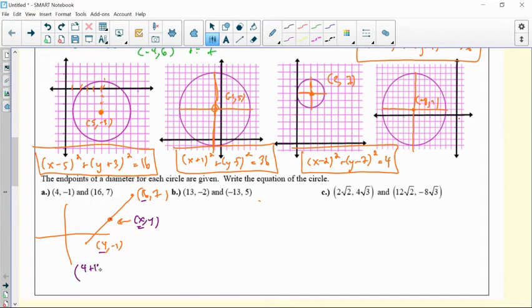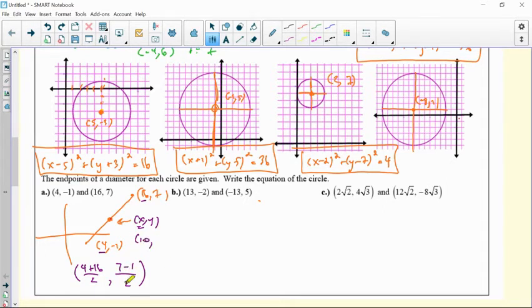So 4 plus 16 over 2, like calculating that average. And then 7 minus 1, or 7 plus negative 1, however I look at it, over 2. That'll be a really quick way to get that without having to use the distance formula and get square roots. So 20 over 2, which is 10.